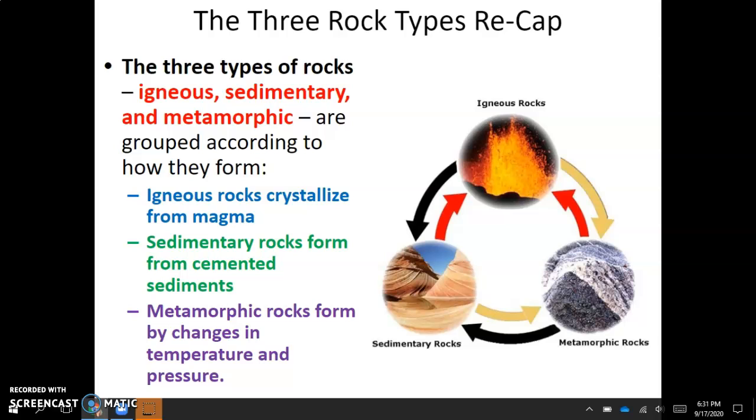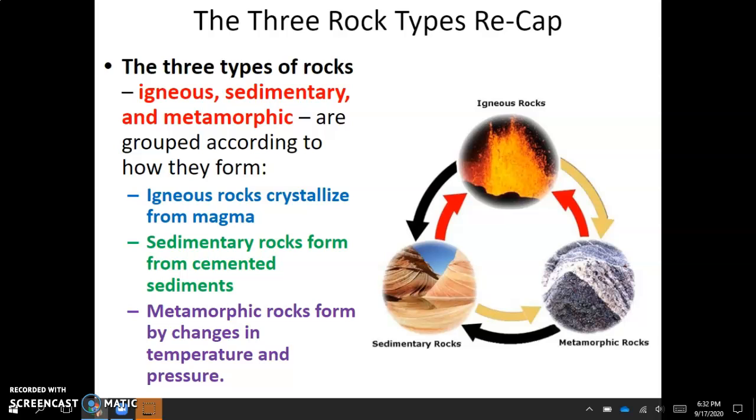Sedimentary rocks form from cemented sediment. So remember, there's those 5 steps to creating sedimentary rocks. They form very distinct layers. So the sediments are layered on top of each other, compacted, and eventually cemented together. And as a reminder, fossils are only found in sedimentary rocks.